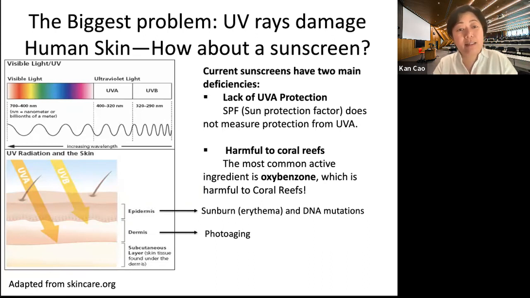The first one is lack of UVA protection, because sunscreens are approved by the FDA on the basis of their ability to prevent sunburns, as measured by a standardized factor called SPF, or sun protection factor. But SPF does not measure the protection from UVA, just the UVB. So we do not know if an SPF 50 sunscreen can actually help with photoaging. No, we have no idea.